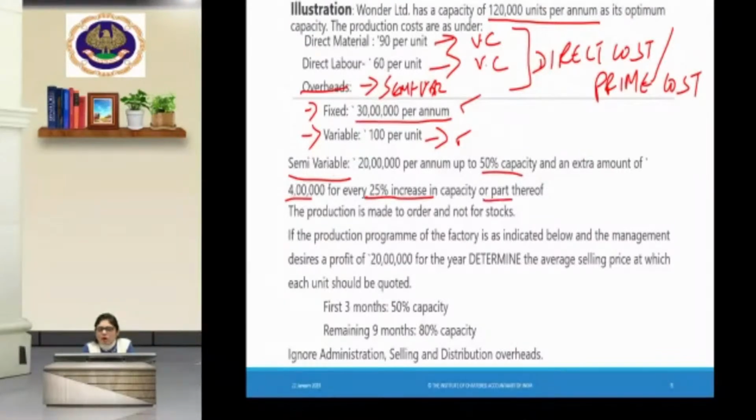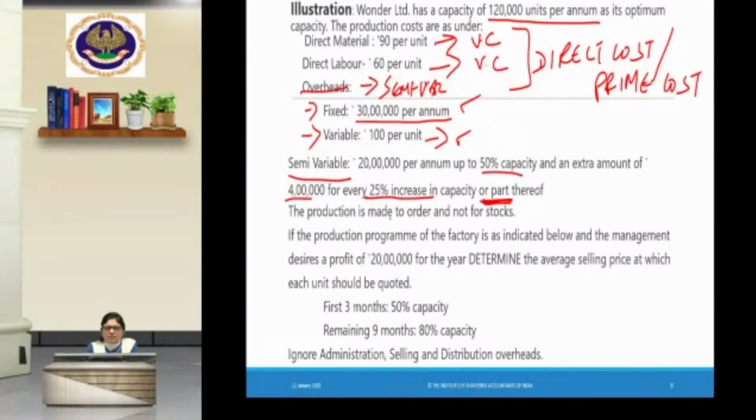capacity or part thereof. That means if it is 26% extra, it has to be 8 lakhs, because they are saying even for a part, the increase will be the next 4 lakh. So till extra 25%, it will be 4 lakh. If the capacity is increased by 26%, it will be 8 lakhs. Even for an extra 1%, the cost will be 4 lakh. So that means all part thereof.